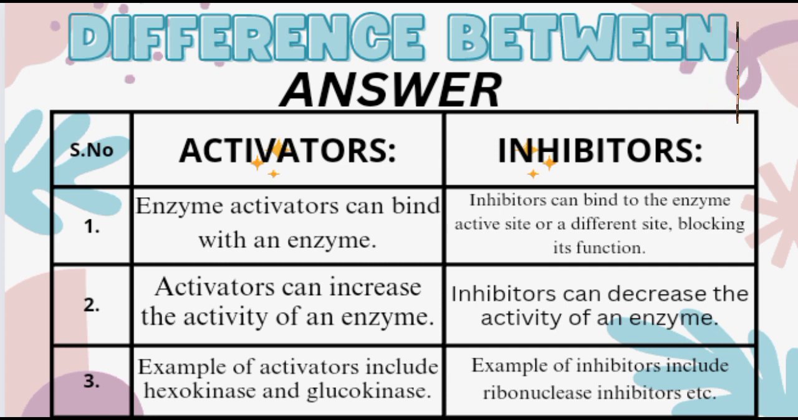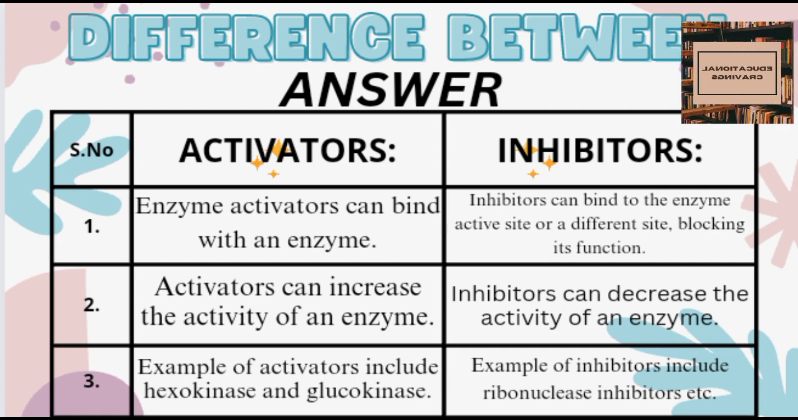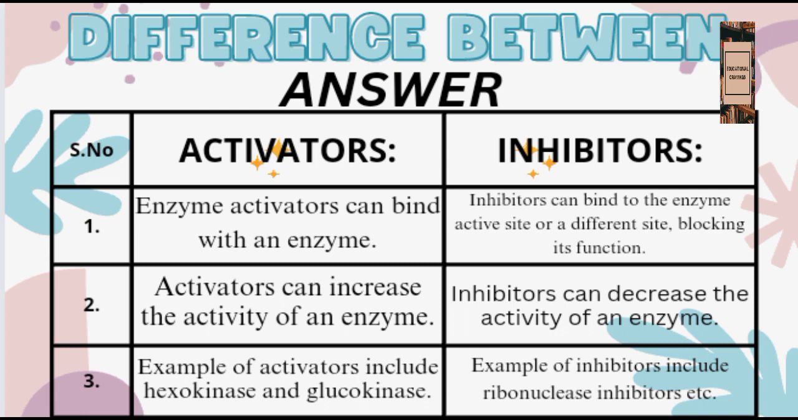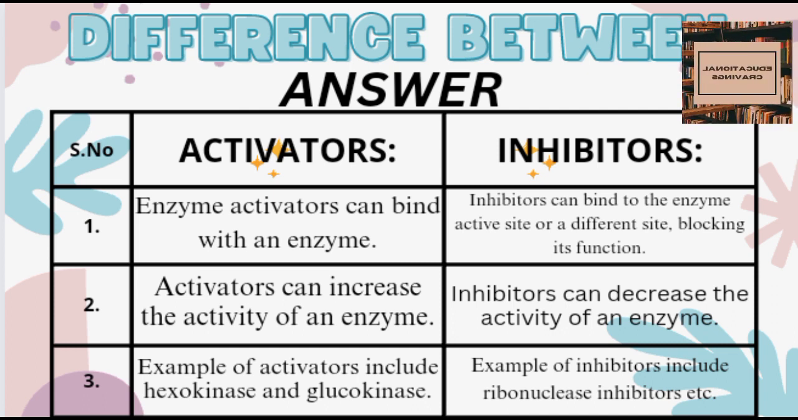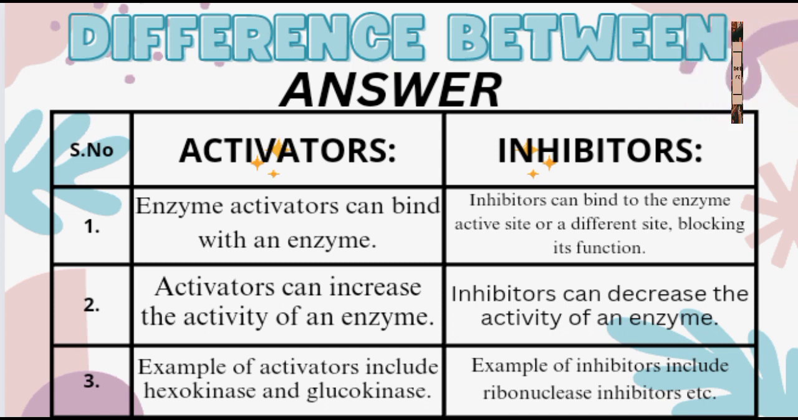Point number 2, activators can increase the activity of an enzyme. Inhibitors can decrease the activity of an enzyme. Point number 3. Examples of activators include hexokinase and glucokinase. Examples of inhibitors include ribonuclease inhibitors, etc.